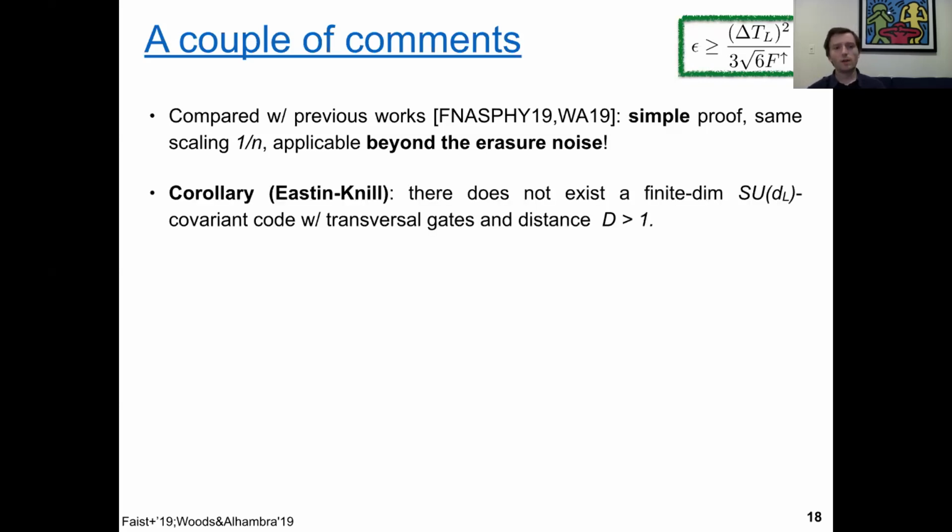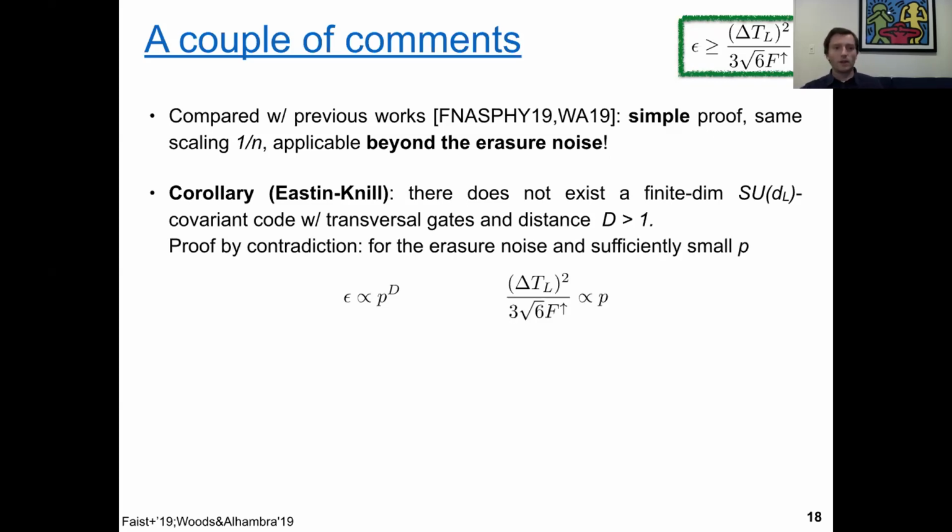Also, I would like to comment that from the approximate Eastin-Knill theorem, one can recover the standard version of the Eastin-Knill theorem. It can be stated in the following way: there does not exist a finite dimensional SU(d) covariant code with transversal gates and distance greater than 1. The proof of that corollary is a one-liner. It's a proof by contradiction.